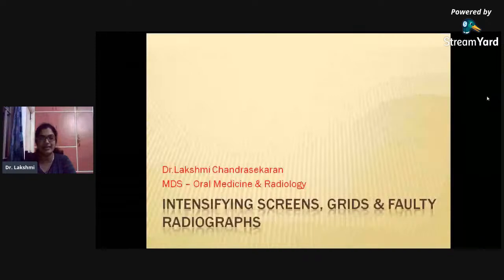So today we shall be dealing with intensifying screens, grids, and faulty radiographs. Okay, this is in film imaging. This is also an important part. And last time I had discussed around 30 MCQs, and today we will be continuing the remaining MCQs along with these concepts. So let's start the chapter now.